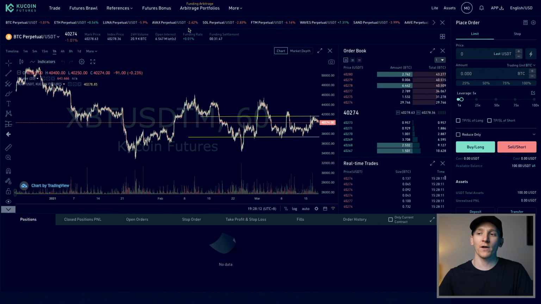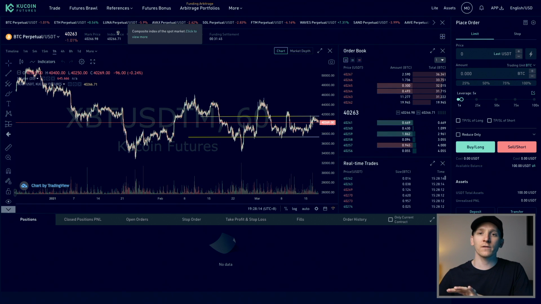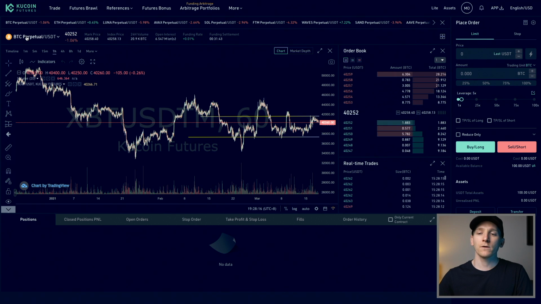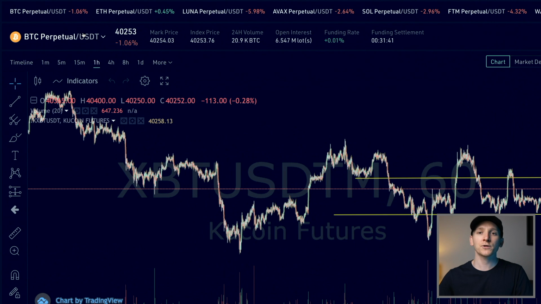Now I need to go through what the funding rate is. If you're trading futures, you have to either pay or get paid a funding rate. This is very different to the spot market. You don't have a funding rate in the spot market. So this is the futures trading screen right here. You can see on the left I've got the Bitcoin perpetual. That means the future has no expiry, so it just goes on forever.